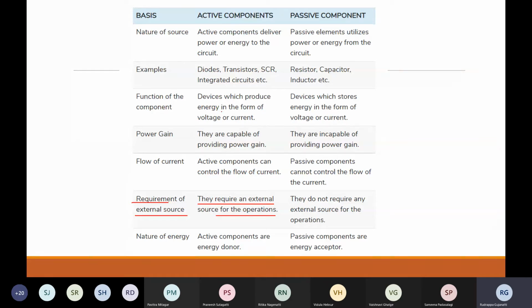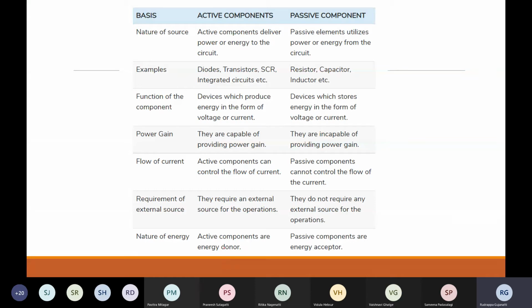So diode, if I have to make use of this diode, I have to provide a supply for this. But in this case, what happens is they do not require the external source. Suppose I have charged the capacitor and have got it out, so it can store the energy. So in that moment, there's no requirement of the external source for its operation.